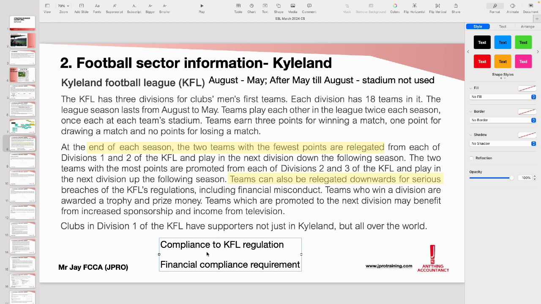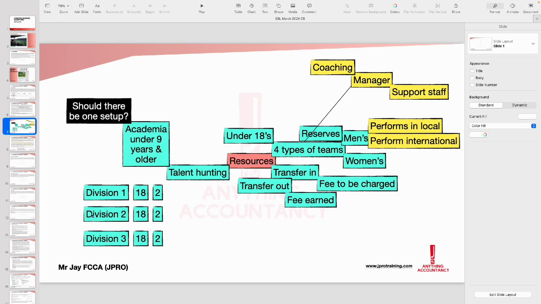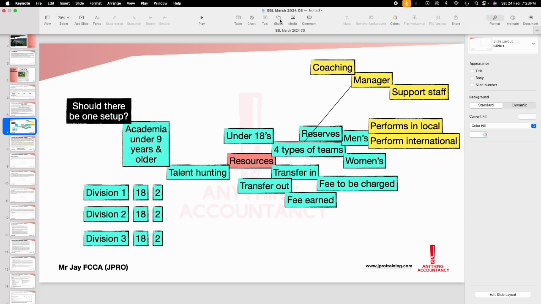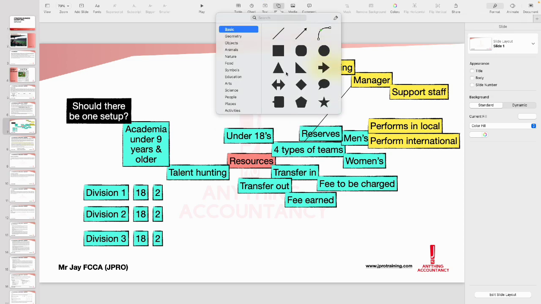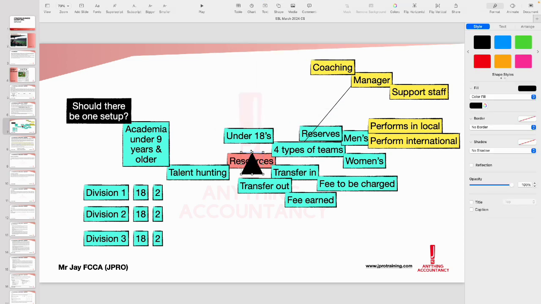Teams who win a division are awarded a trophy and prize money. Teams which are promoted to the next division may benefit from increased sponsorship and income from TV. So we know that when you move up the ladder, you're going to get certain things. So here, you move down the ladder. You go down the ladder. You go down.